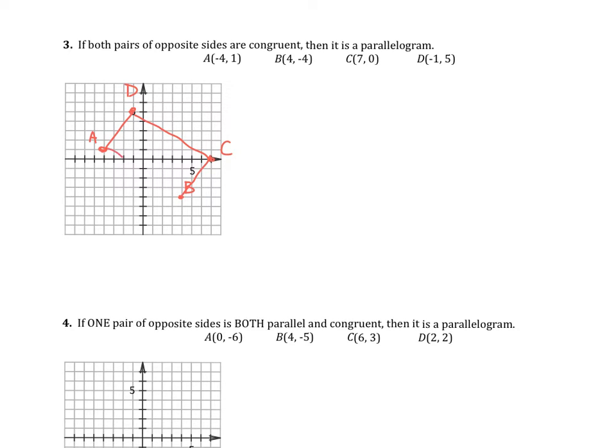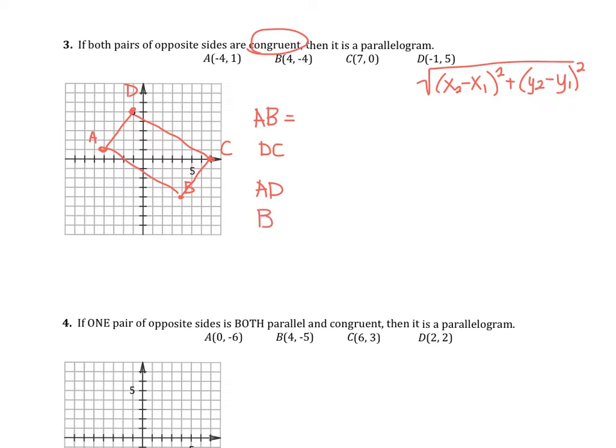All right, in a coordinate plane, hopefully you all realize that the way to show that segments are congruent is by using the distance formula. So here is the distance formula just generically. You subtract the x's, square that answer, then add the difference between the y's and square that answer. Based on my picture, I anticipate that the length of AB should be the same as the length of DC, and AD should be the same length as BC.